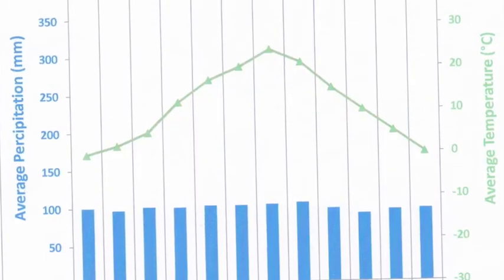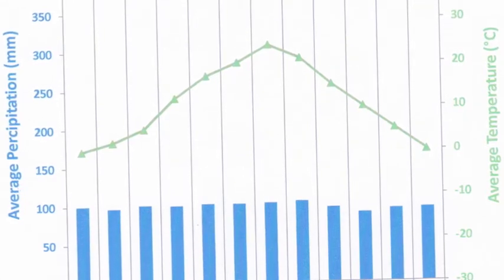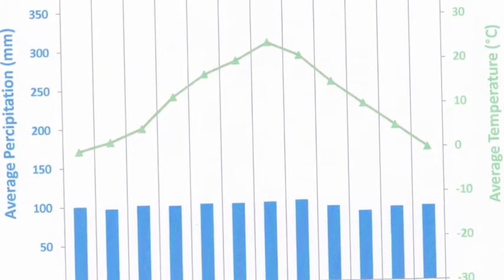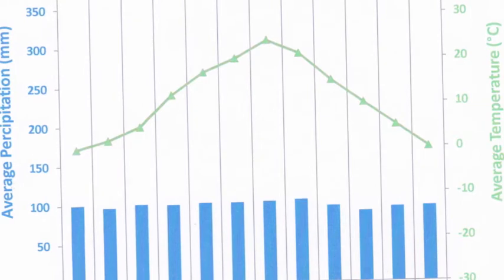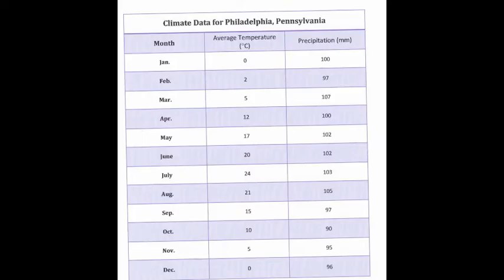This is a climatogram for Philadelphia, Pennsylvania. The blue bars represent the amount of rainfall throughout the year. As you can see, rainfall stays pretty consistent throughout the whole year. The green line represents temperature. A deciduous forest has its highest temperatures in July and then decreases in temperature.